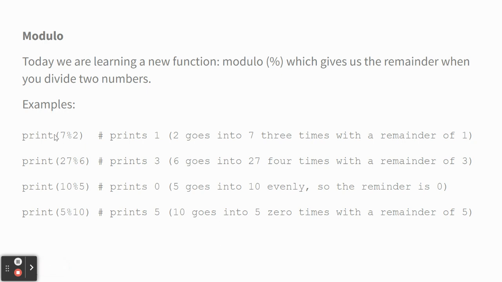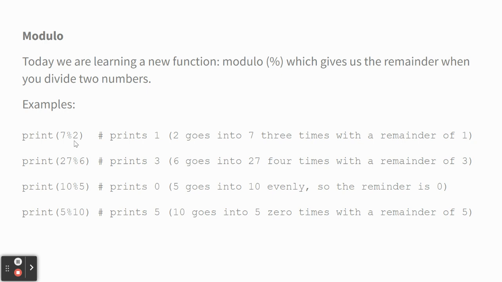So if I did 7 mod 2, what that means is divide 7 by 2, right? It goes in 3 times, right? 3 times 2 is 6. And then there's just 1 left over. So this would print a 1. 7 mod 2 prints a 1. So it doesn't care about the 3 times that it goes in. It just cares about the remainder. And 27 mod 6 prints a 3 because 6 times 4 is 24, and there's 3 left over that don't go evenly.